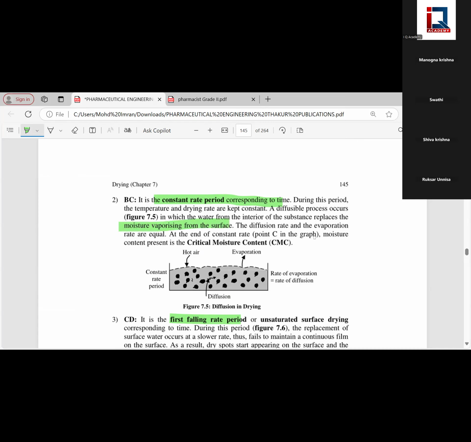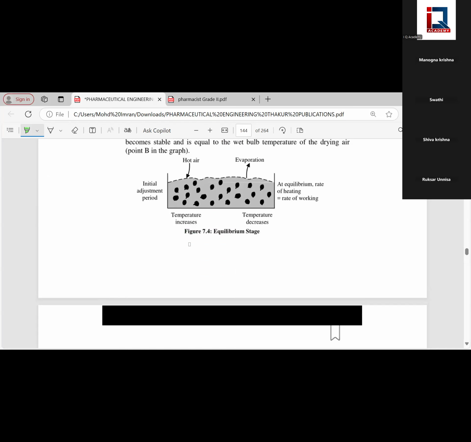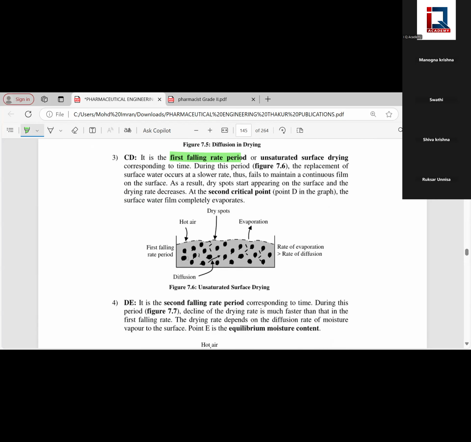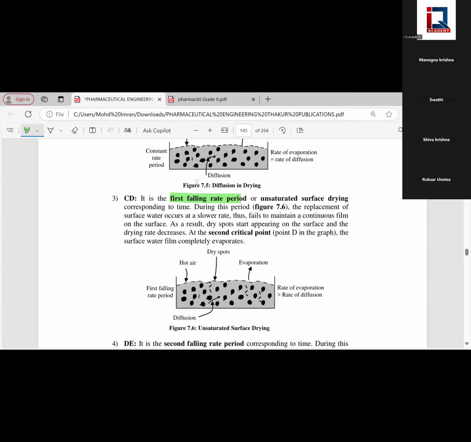The diffusion rate and the evaporation rate are equal at this point. At the end of the constant rate period, the critical moisture content, CMC, is seen. This is the second stage. Then the third stage, from C to D, the falling rate period. In this period, what's happening?